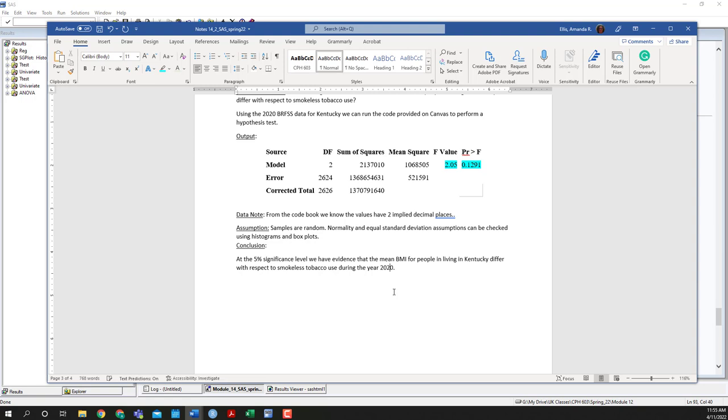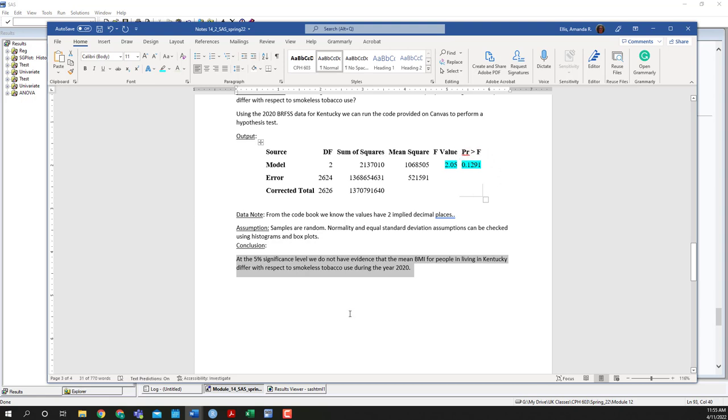And that's because again, this should say we do not. Sorry about that. So again, at the 5% significance level, we do not have evidence that the mean BMI for people living in Kentucky differ with respect to smokeless tobacco use during the year 2020. And the reason this time our results are not significant is because our p-value is greater than 0.05 in this case.